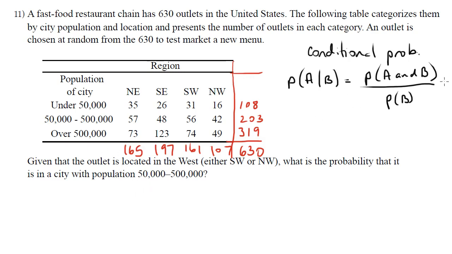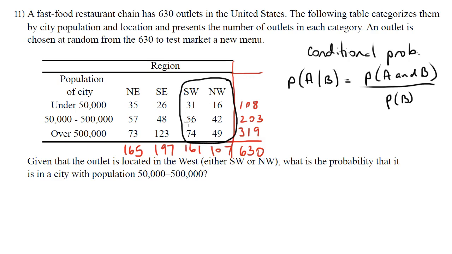When I do this intuitively, we'll get this formula encapsulated in there. So given that the outlet is located in the West, this given part is changing my sample space. Normally the denominator of probability here would be just the big total, right? But since we're talking about conditionally, given that we know this thing has occurred, we're changing the size of our sample space. I'm only considering outlets in the West.